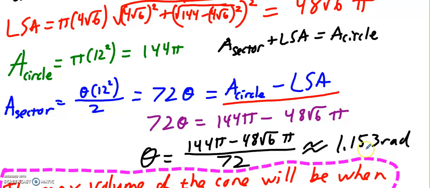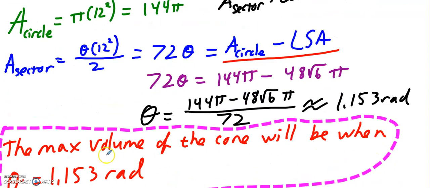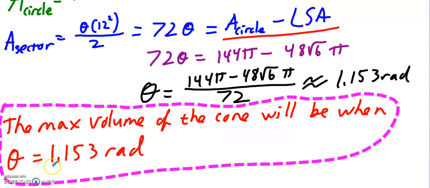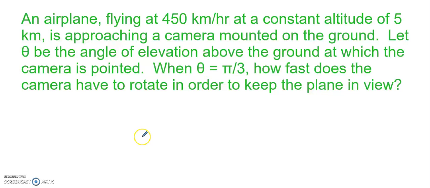Or 1.153 radians. So the maximum volume of the cone will be when theta is 1.153 radians. Told you that was a doozy. Next one. Let's move to related rates. This one's a little bit more straightforward.